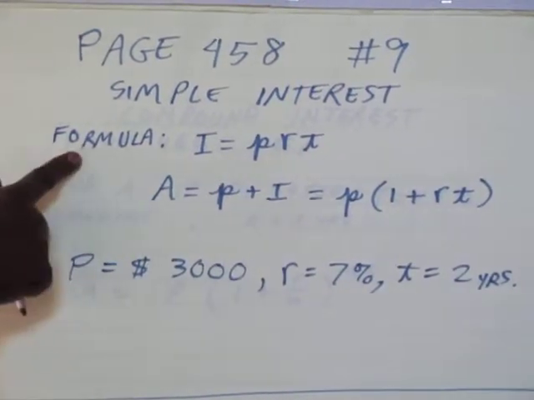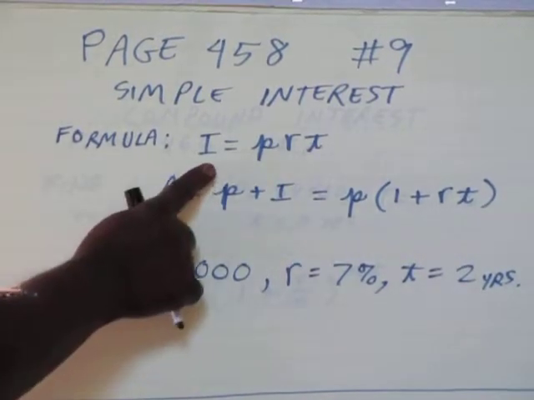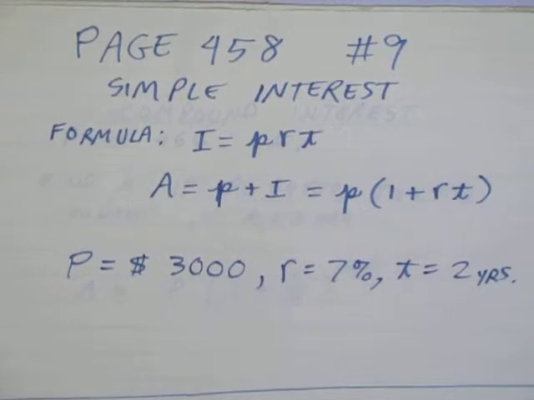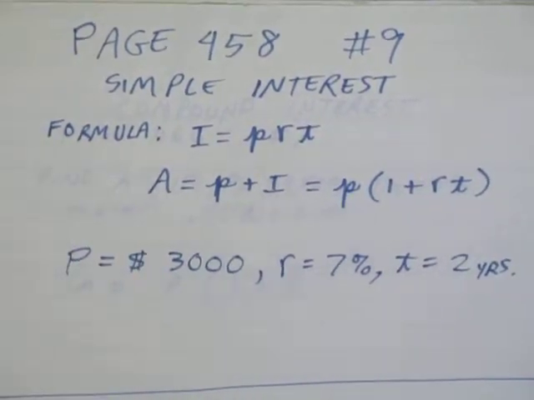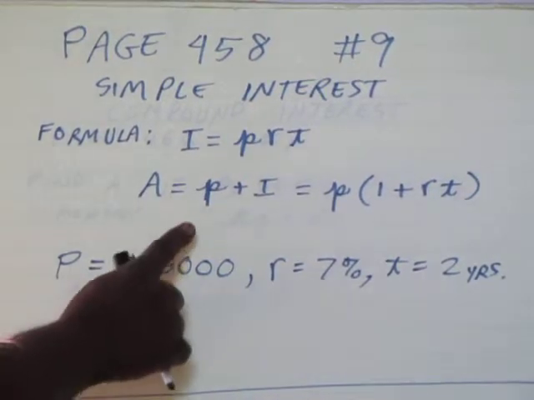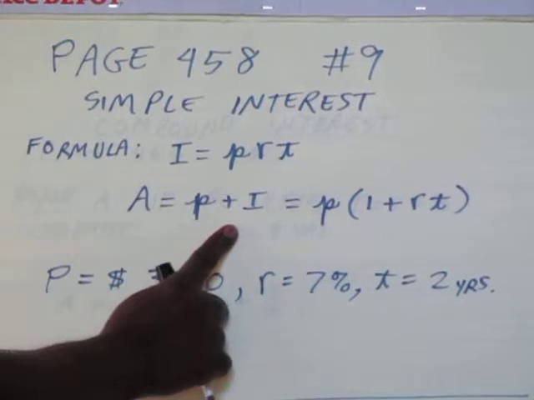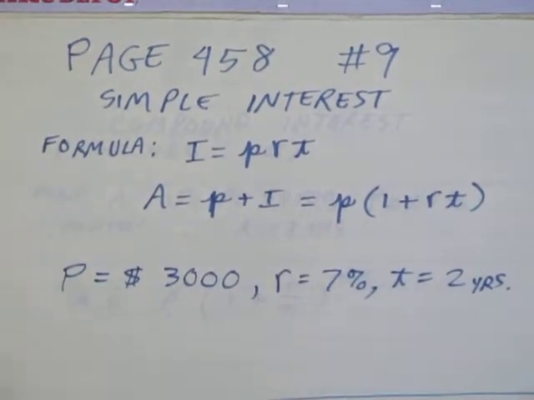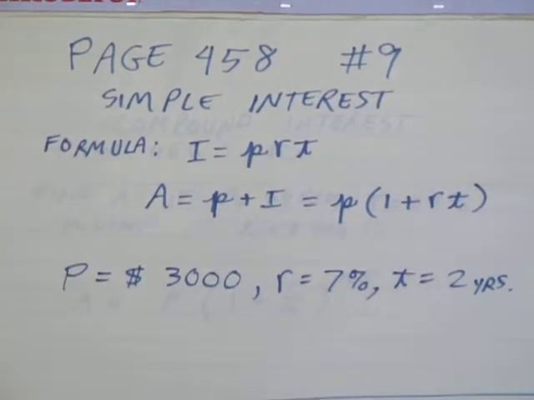And I have here the formula for simple interest. I equals PRT: interest equals principal times rate times time. And A stands for the amount that's in the account after a certain amount of time, which is that initial principal plus interest. The formula then reduces to A equals P times the quantity 1 plus RT.